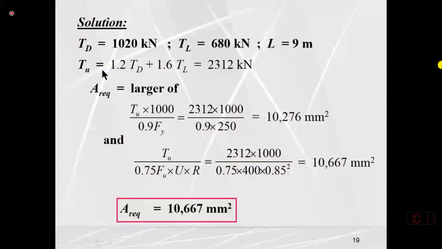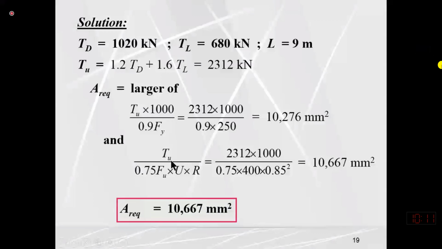So factor load is computed by multiplying the dead load with the overloading factor 1.2 and the live load with 1.6, as specified by the LRFD AISC specification. So we have a factor load of 2312 kilonewton. Actually, we want to avoid the yielding failure criterion and the rupture criterion. This means that we have two equations: one related to the yielding failure and one related to the rupture failure.